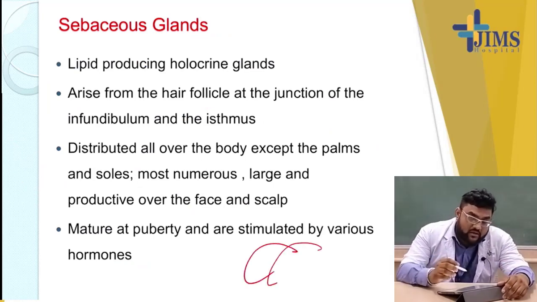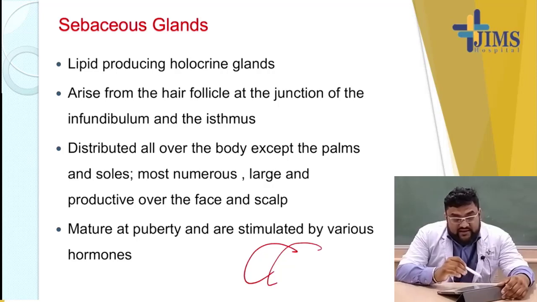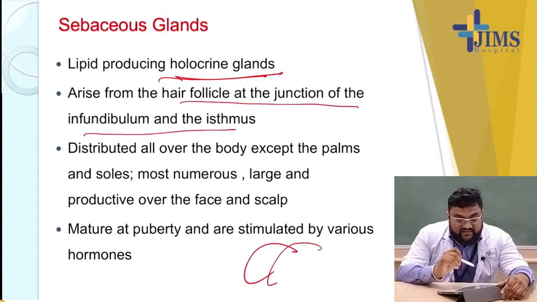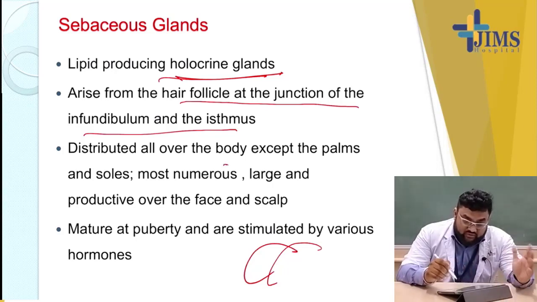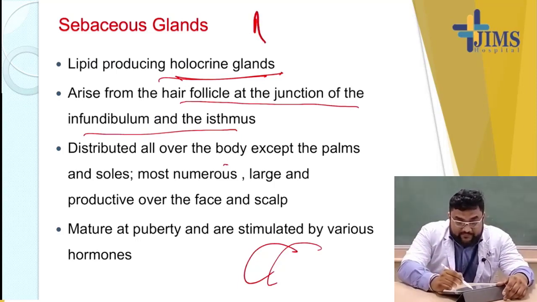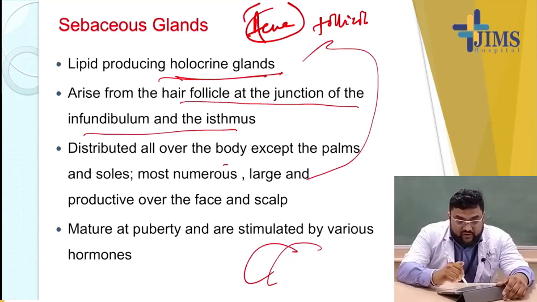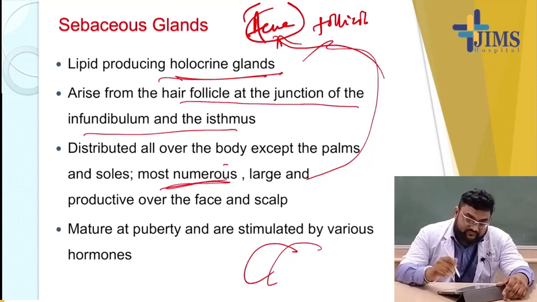Coming to the sebaceous glands, these are lipid-producing holocrine glands. They arise from the hair follicles at the junction of the infundibulum and the isthmus. They are distributed all over the body except the palms and soles. They are most numerous and largest on the face and scalp. Hence, diseases like acne and folliculitis we will see mainly on the face and scalp. We have a lot of hair and sebaceous glands, mainly acne we will have on the face.